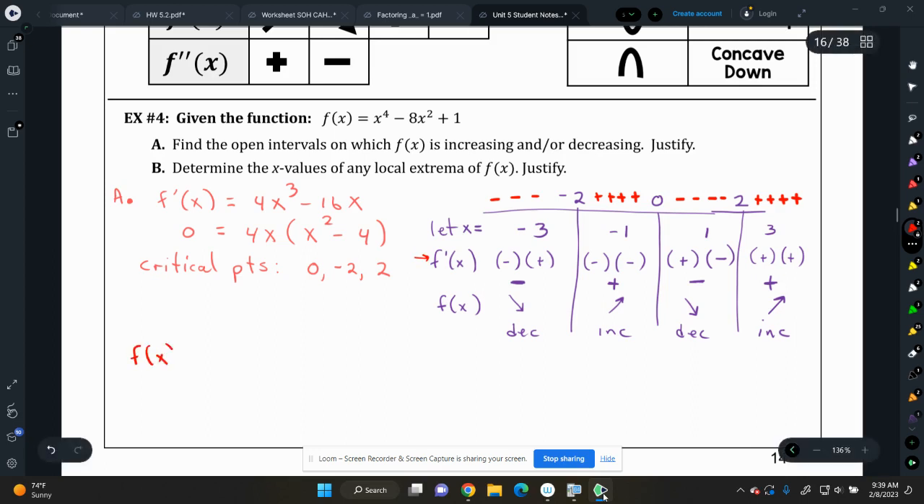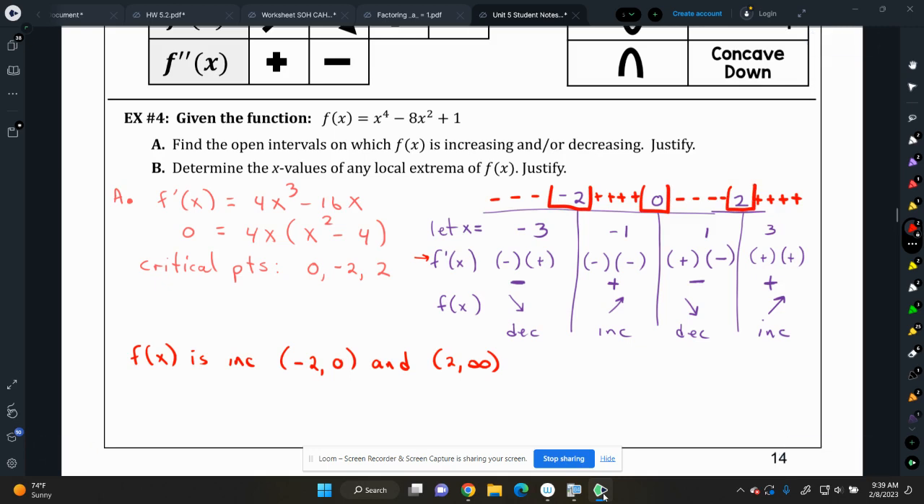Okay, so let's see here. F of x is increasing from negative 2 to 0. Oh, be careful. I see what you're doing. Make sure these are the critical points here. No, this is just, we were picking a point on those intervals and testing it. Okay, and why is it increasing there? Because f prime of x is greater than 0 there.